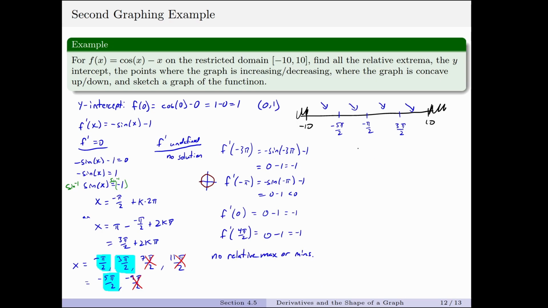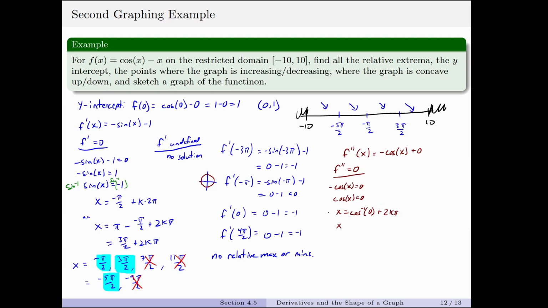Okay, now let's look at the second derivative. When I differentiate negative sine of x, I'll get negative cosine x. When I differentiate -1, I get 0. So we just have negative cosine of x. Let's figure out where that's equal to 0. So we have cosine x is 0. So that means that x is inverse cosine of 0 plus 2k pi.